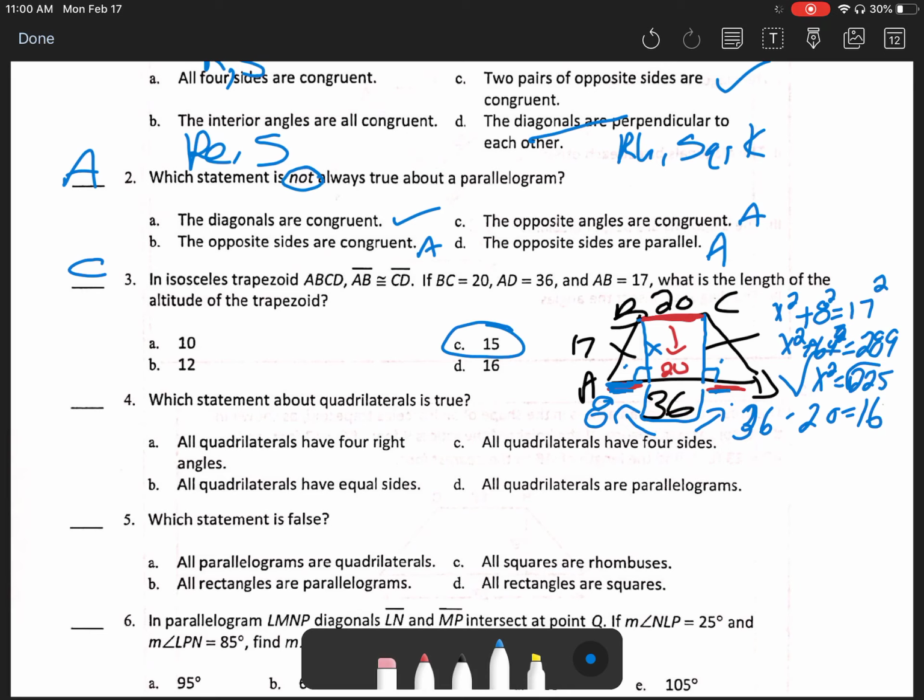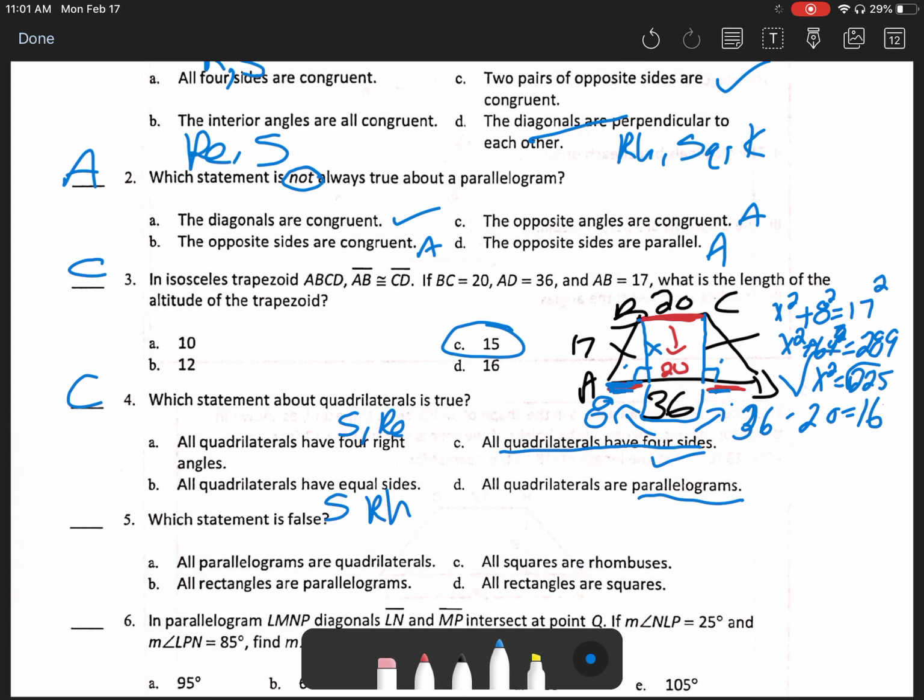Number 4, which statement about quadrilaterals is true? So quadrilaterals have 4 right angles. Well, no, that's only true if it is a square or a rectangle. All quadrilaterals have 4 sides. That's the only part of the definition. Have equal sides. Well, that's only going to be if it's a square or a rhombus. And all quadrilaterals are parallelograms. Well, those are only parallelograms, but you have trapezoids and kites that are not parallelograms, plus regular quadrilaterals that have no special properties. So the answer was C.